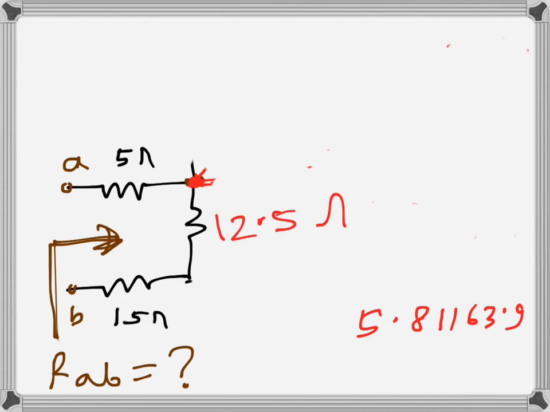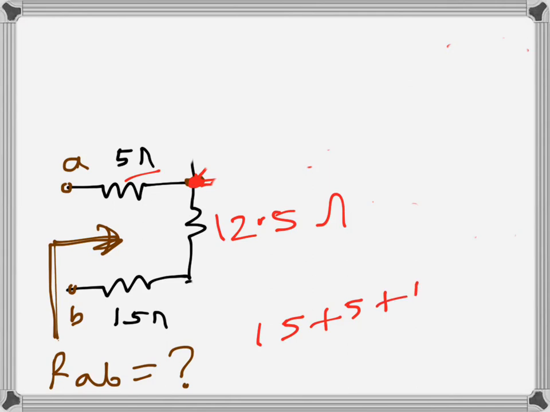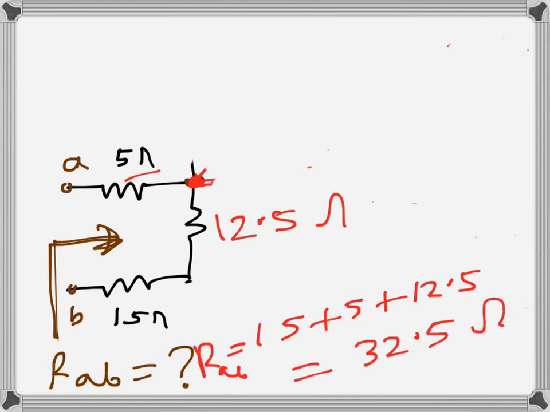So just one resistance now, 12.5 ohms. The equivalent, finally RAB, is now becoming 5 ohms, these three are in series, so 5 plus 15 plus 12.5, if we add them up, is equal to RAB. So RAB is now 32.5 ohms. So that's the result.